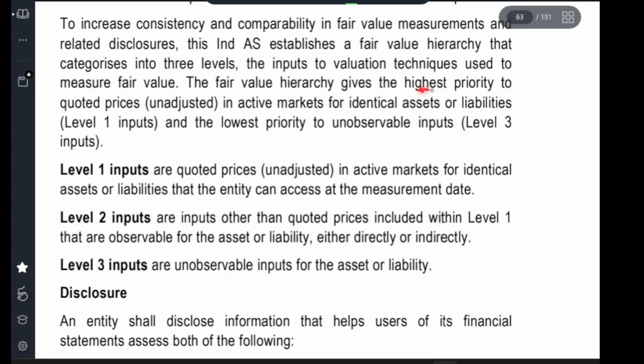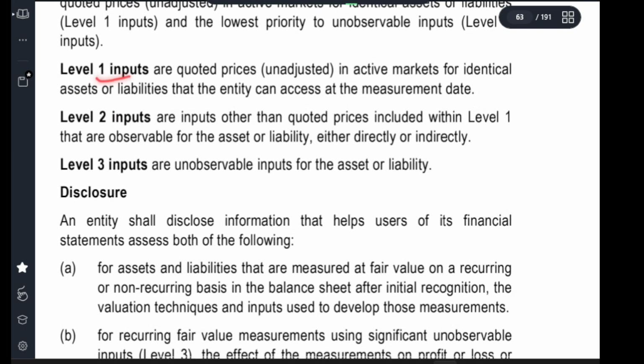Fair value hierarchy gives the highest priority to quoted prices, unadjusted, in active markets for identical assets or liabilities, which is level 1, and the lowest priority to unobservable inputs, level 3. So level 1, level 2, level 3 inputs. Level 1 is a quoted price in an active market for identical assets and identical liabilities that the entity can access at the measurement date. So today if I want to sell at this price, you go and ask what is the quote for the asset. They say this is the quote. That is a quoted, active market price, that is a level 1 price.